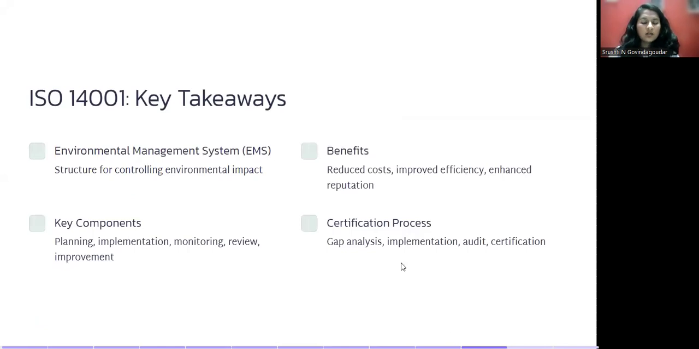So the key takeaways of ISO 14001: it is an environmental management system, an EMS structure for controlling environmental impact. Benefits include reduced cost, improved efficiency, and enhanced reputation. The key components are planning, implementation, monitoring, review, and improvement. And the certification process: gap analysis, implementation, audit, and certification.